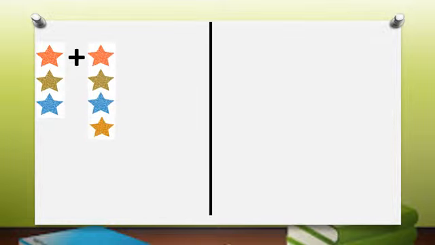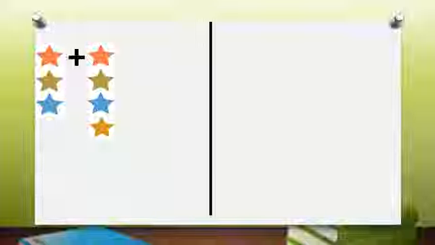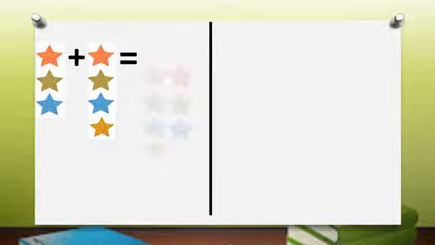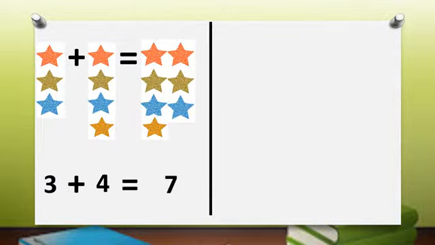In this example, there are 1, 2, 3, 3 stars plus 1, 2, 3, 4, 4 more stars. So let's find out how many stars we have altogether. And for that, we need to add. So 3 stars plus 4 stars is equal to 1, 2, 3, 4, 5, 6, 7, 7 stars. So 3 plus 4 is equal to 7.